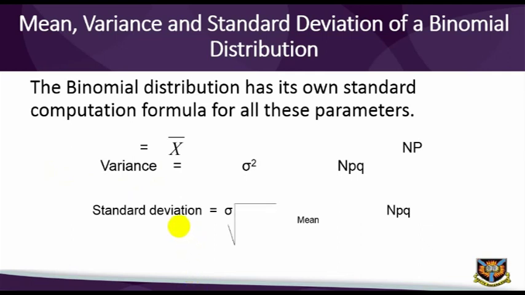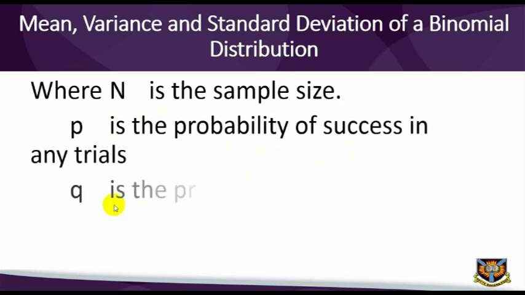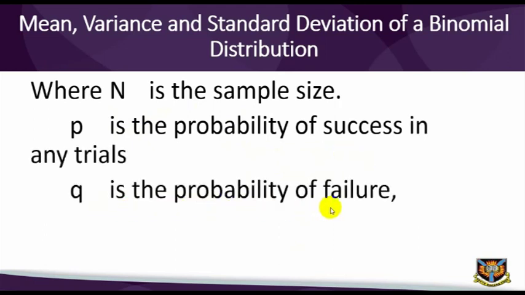Mean x bar is equal to NP. Variance, standard deviation squared, is equal to NPQ. Standard deviation is equal to square root of NPQ, where N is the sample size, P is the probability of success in any trial, Q is the probability of failure. Mean is sometimes referred to as the expected number. Also note that the mean, variance, and standard deviation discussed in this section have the same meaning as the ones discussed in Lecture 4, but different computation formulas.